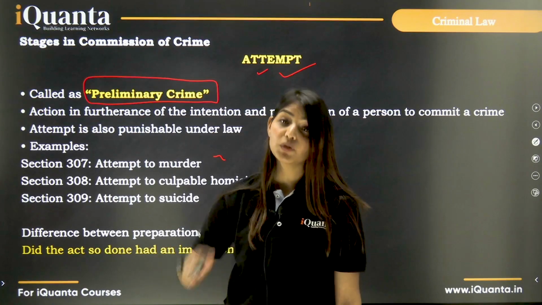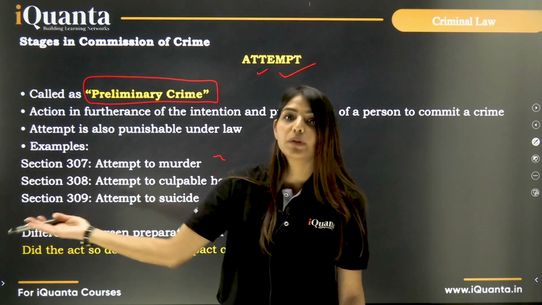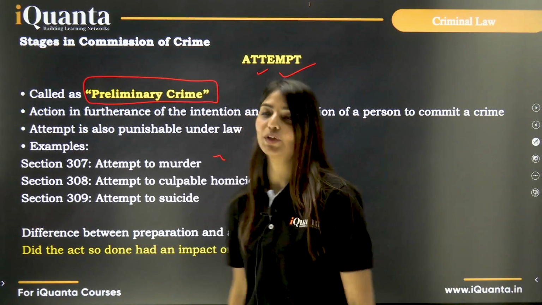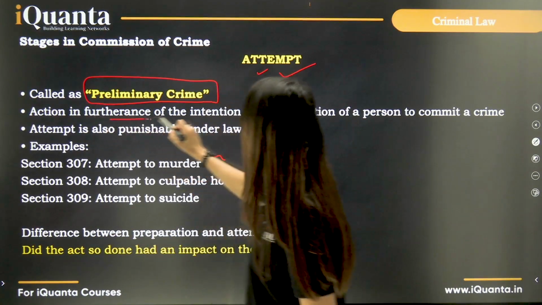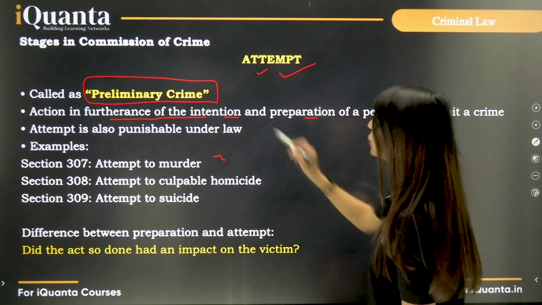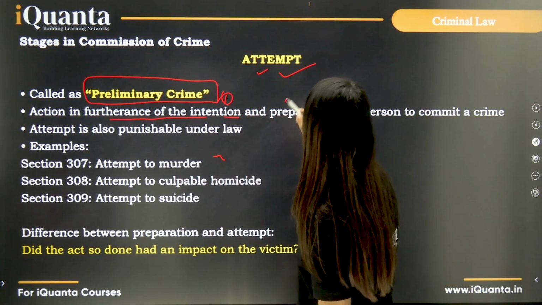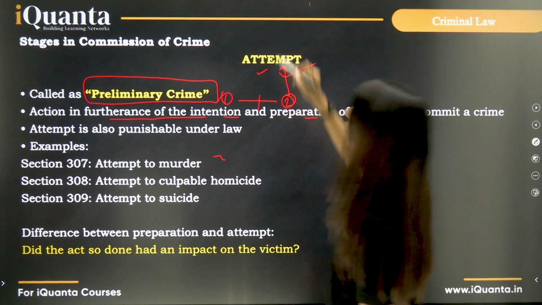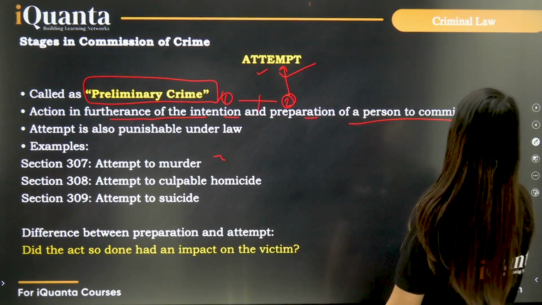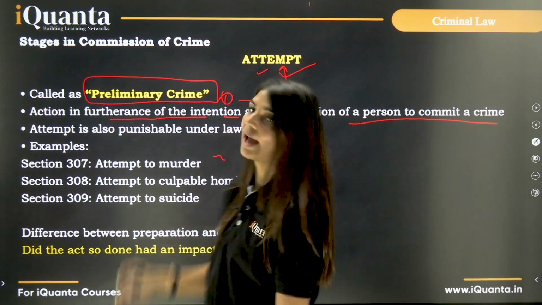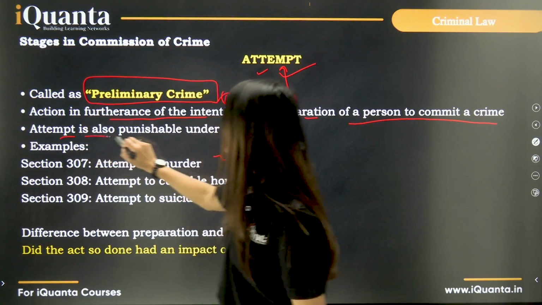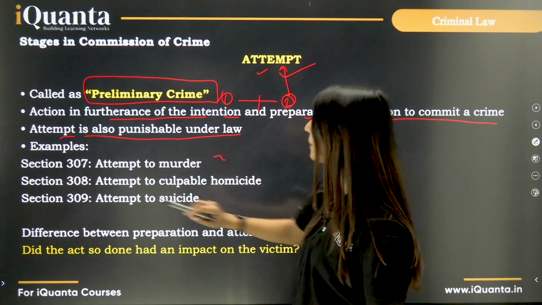So not merely that you had to accomplish it to 100% level. Even if you try to attempt that particular crime, you will be punished. So action in furtherance of the intention and preparation. Remember, stage number 1 intention, stage number 2 preparation, and if at all this plus this, and you have gone for an attempt, an attempt of a person to commit a crime is called the attempt, which is also the preliminary crime. All right. Then we have that attempt is also punishable under the law.